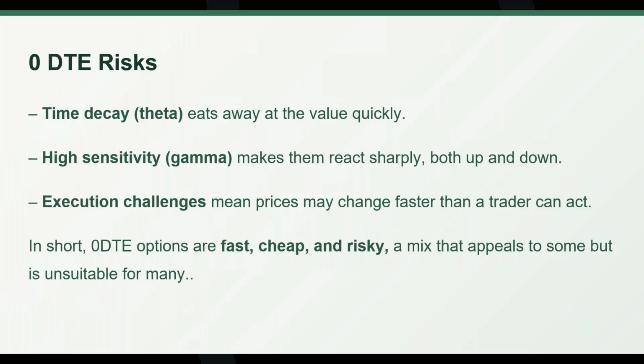So basically, in short, zero DTE options are fast to move and cheap to buy, but they are extremely risky. If you've known anybody who trades zero DTE, chances are you know somebody who's blown up trading zero DTE, thinking that they're making fast money, and in reality, it's much harder than it looks. So this is a mix that appeals to some people, but again, it's unsuitable for many people, including me. It took me a while to get the hang of this, and it really took Phil's guidance with his system to get me on top of this, because I'm such an emotional trader. And so I really needed a mechanical system to deal with this.